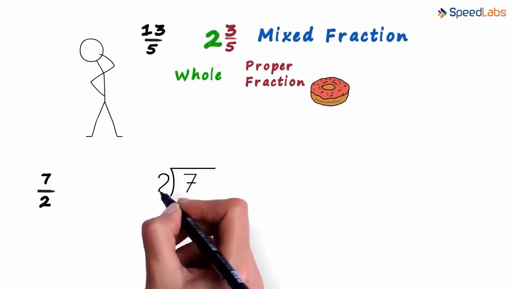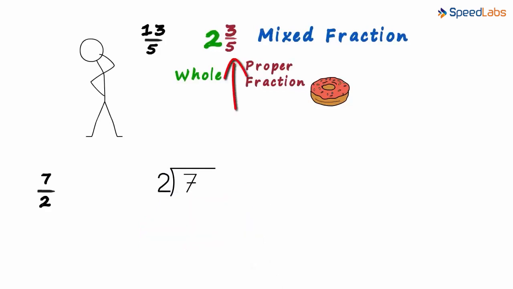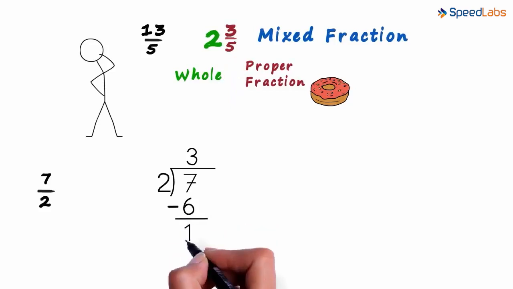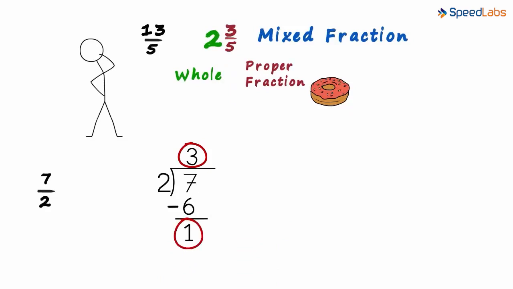Once this division is performed, we will be able to write it like this. 2 times 3 is 6 and 7 minus 6 is 1. We get the quotient as 3 and the remainder as 1. That's all we had to do. Now see how simple it is.